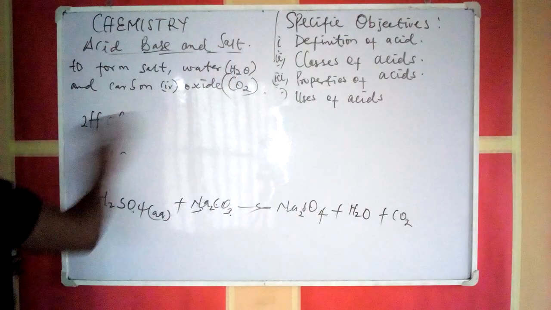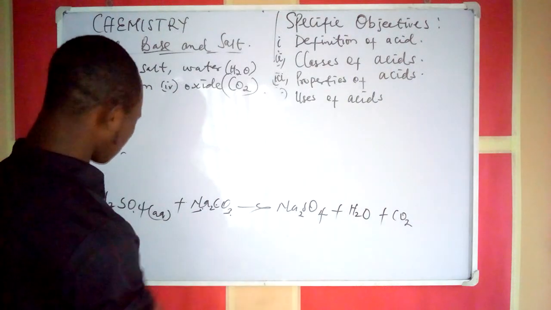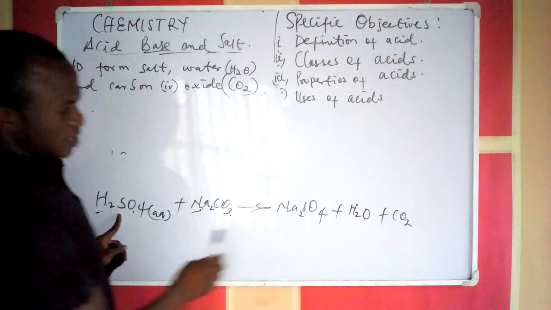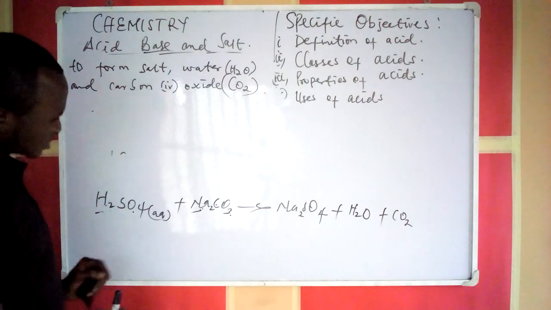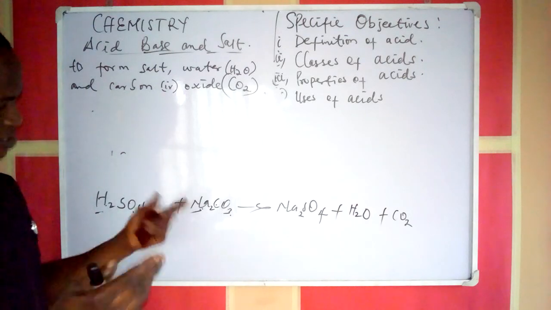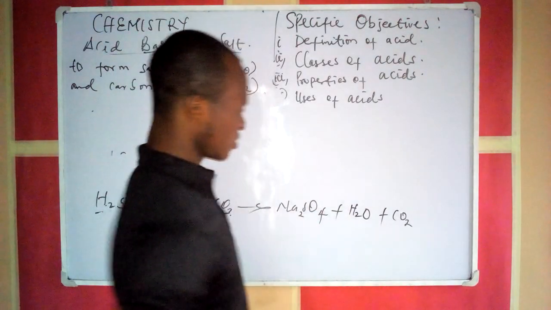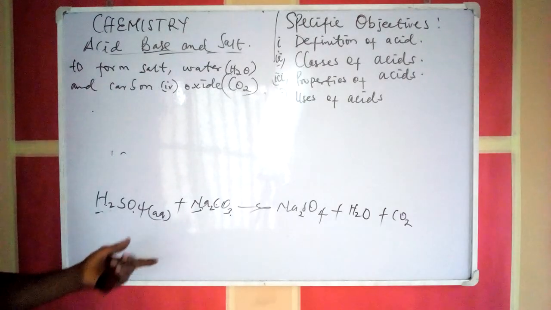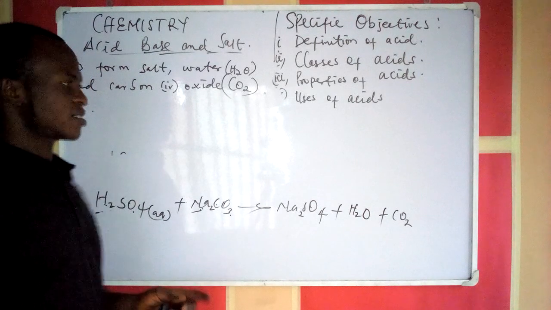Check the balance with me before I wipe the board. I have two hydrogens. I have one sulfur here, I have one sulfur. I have 4 oxygens plus 3 will give us 7 oxygens. Everything is okay. I think it's balanced.